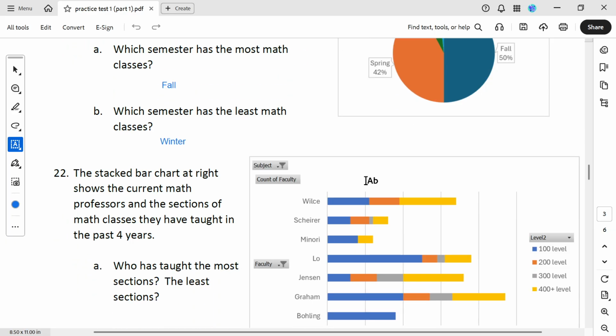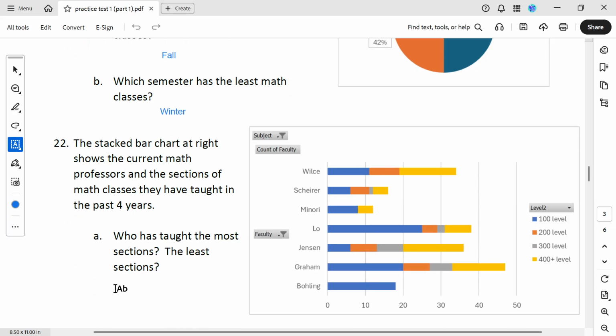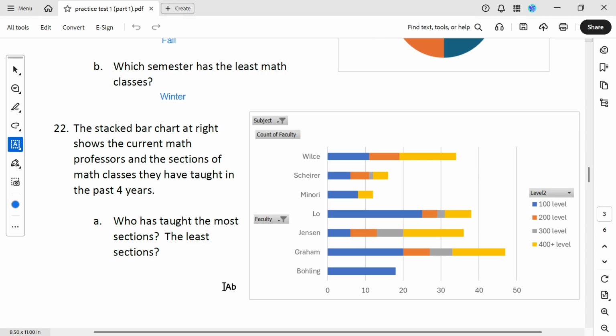Now let's look at a stacked bar chart. The stacked bar chart at right shows the current math professors and the sections of math classes they have taught in the past 4 years. Okay, so the length of each person's bar and the numbers down here at the bottom, that is their number of sections. So who has taught the most sections and the least sections? The longest bar belongs to Dr. Graham. And then the shortest bar is Professor Minori.